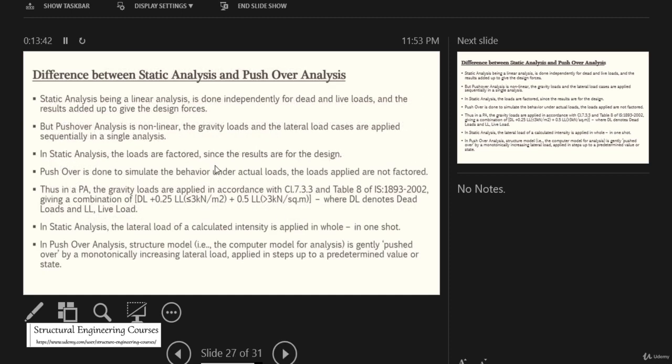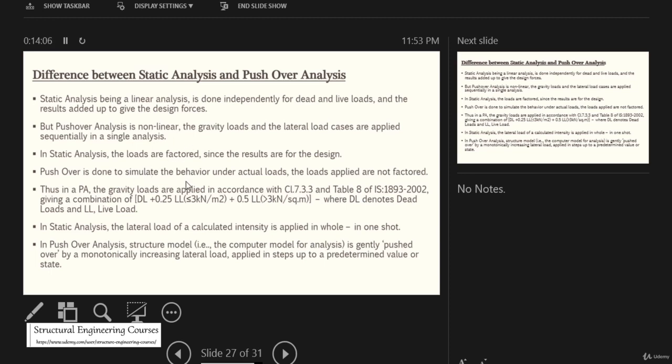So what exactly is the difference between static analysis and pushover analysis? Static analysis is a linear analysis, that is, only elasticity is considered, but pushover analysis is non-linear, and gravity and lateral loads are applied sequentially in a single analysis, and plastic level forces are also considered in the design.